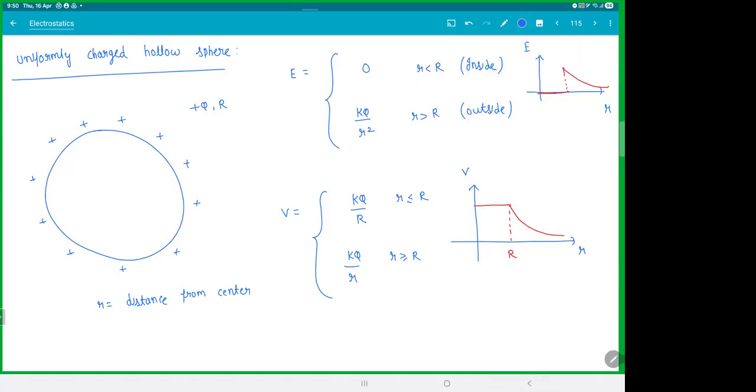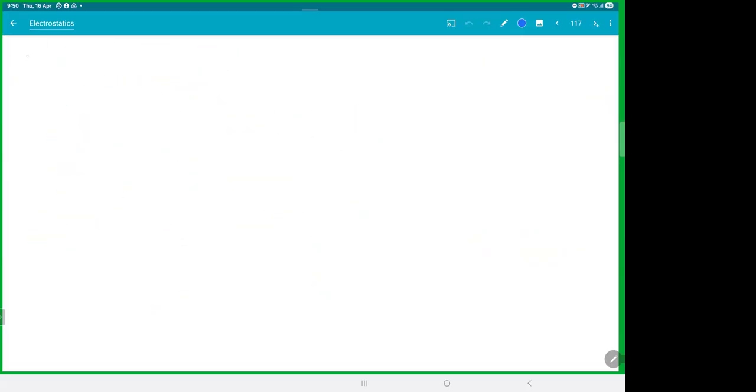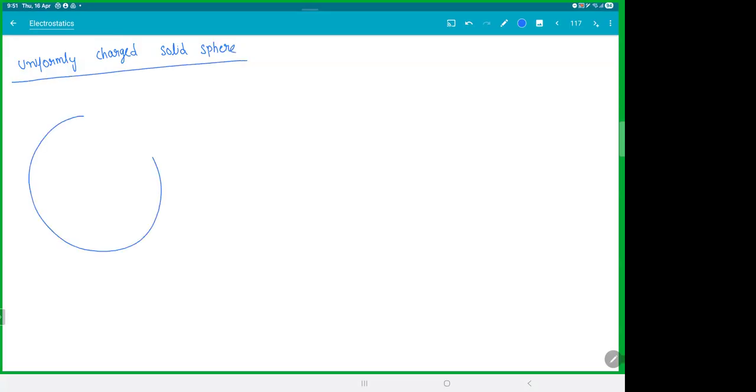The next shape is a solid sphere. So remember this thing, only for spheres, you can treat them like point charges when you're outside. No other shape behaves like that. There is a theorem on that also. We will not worry about it. It's called the shell theorem.